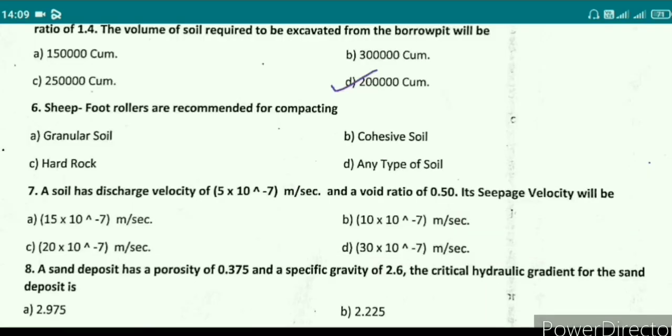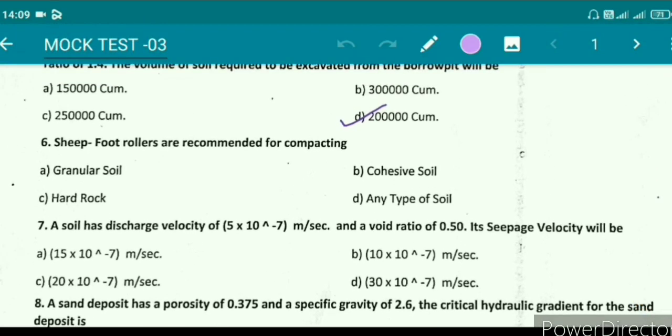Question number 6, which of the following rollers are recommended for compacting? Option A, granular soil. Option B, cohesive soil. Option C, hard rock. And option D, any type of soil. The right answer for this question is cohesive soil. Sheepsfoot rollers are always recommended for compacting clay soil. So clay soil is a kind of cohesive soil.